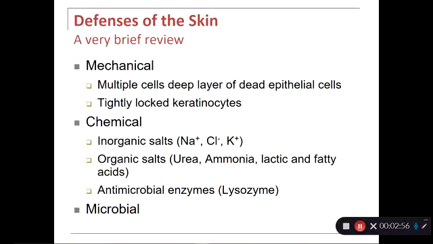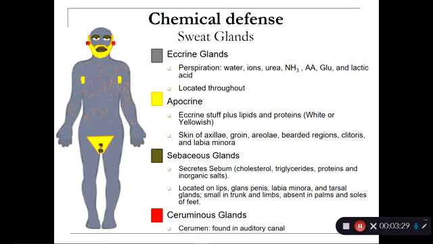So mechanical defenses, again, you got that multiple layer, you got the tightly locked keratinocytes, but you also got chemicals, which has the salts. A lot of bacteria doesn't like really high concentrations of salts. You got organic salts like urea, which is like the main component in your urine. Most things don't like that. Neither ammonia or lactic and fatty acids. A lot of bacteria, I don't know if I like that stuff. Then you got the antimicrobial enzymes. You got enzymes working inside that liquid that you're leaking out, trying to fight it off. And then you got microbial.